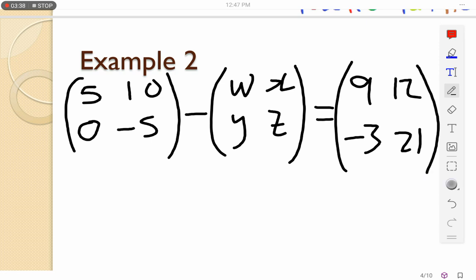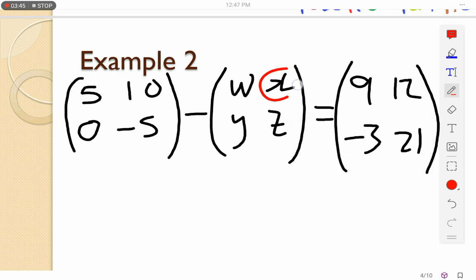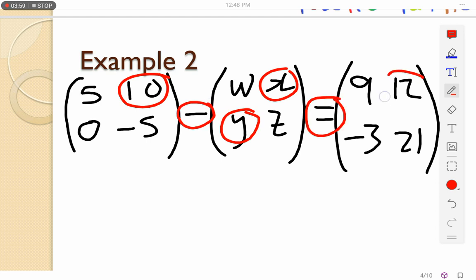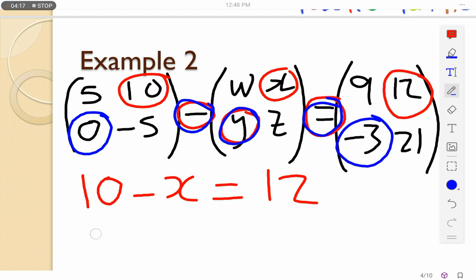Now they asked us to find the value of x and y. So this is our x here and our y. We are going to use corresponding values of x and y. This is what we are going to do. For x, I'll mark it in red. I'm going to take 10 minus x is equal to 12. Then I'll take for y. For y, 0 minus y is equal to minus 3.